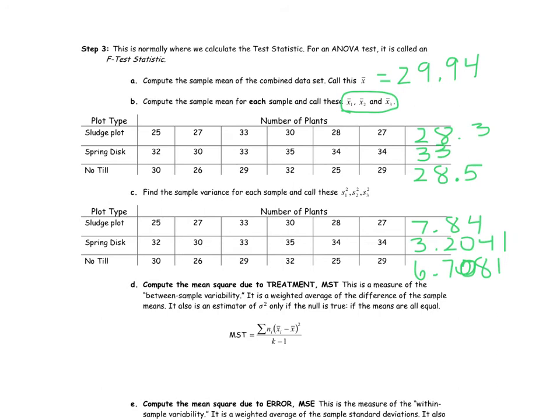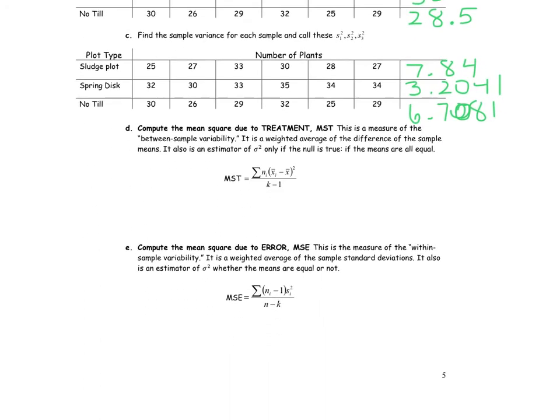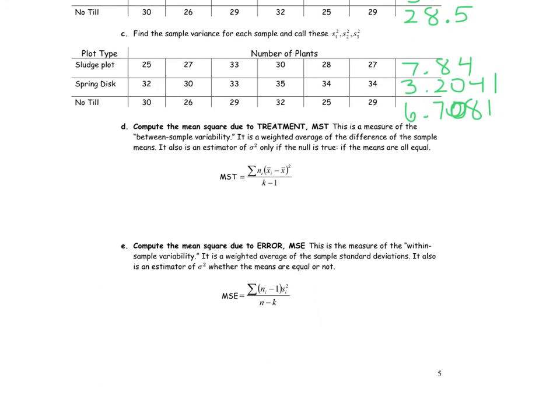Okay, so now with all this information, we are going to calculate the between sample variability. We call it the mean squared due to treatment, or the MST. It's essentially a weighted average of the difference of the sample means. And here's the other thing. It's an estimator of the population variance only if the null is true, that all the means are equal. Okay, so what does this look like?